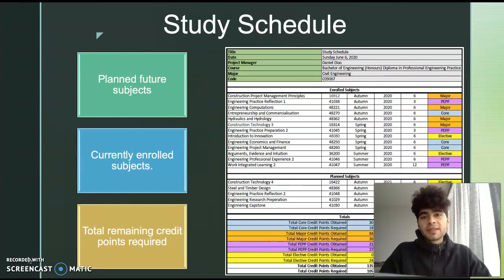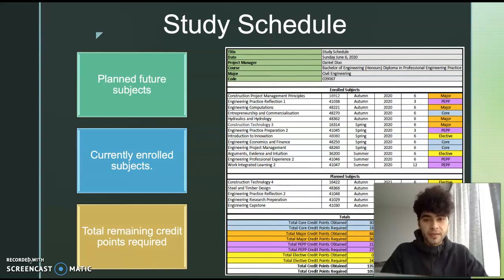Following on, implementing a study plan is an effective way to create clarity and direction that complements the above scope schedule. Therefore, currently enrolled and planned future subjects are clearly stated, as well as identifying total credit points required for me to complete my course. As a result, it will assist me in achieving my scope objective and address the SMART goals, as productive time management and a long-term plan are promoted.